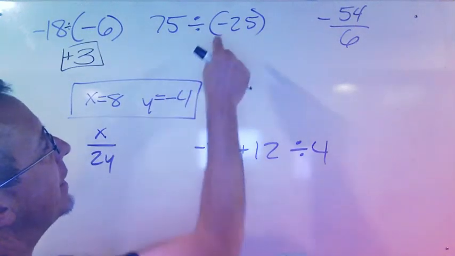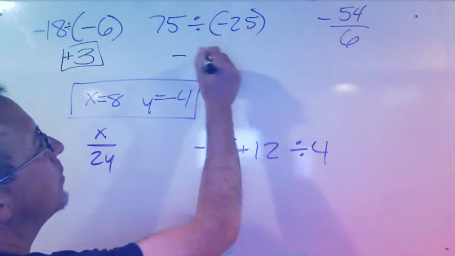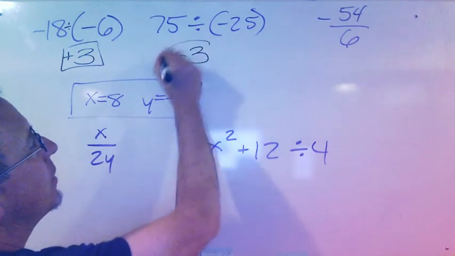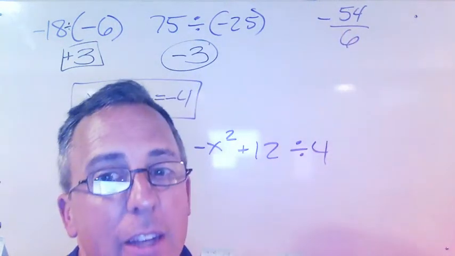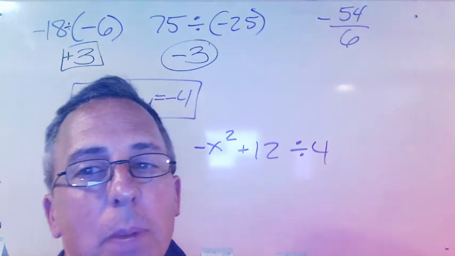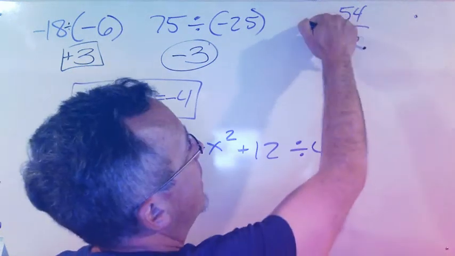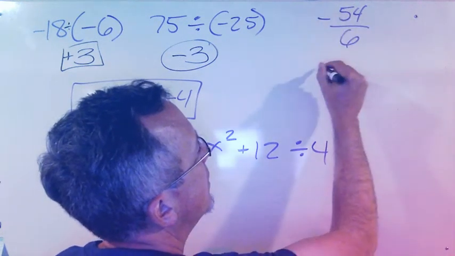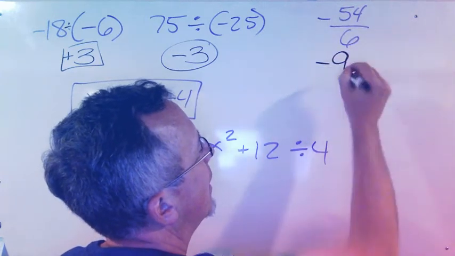Second one. Positive divided by negative is negative. 75 divided by 25, 3. Answer is negative 3. Third one. Looks like a fraction, smells like a fraction, but it is also another way that we can write a division problem. Negative divided by positive is negative. 54 divided by 6 is 9.